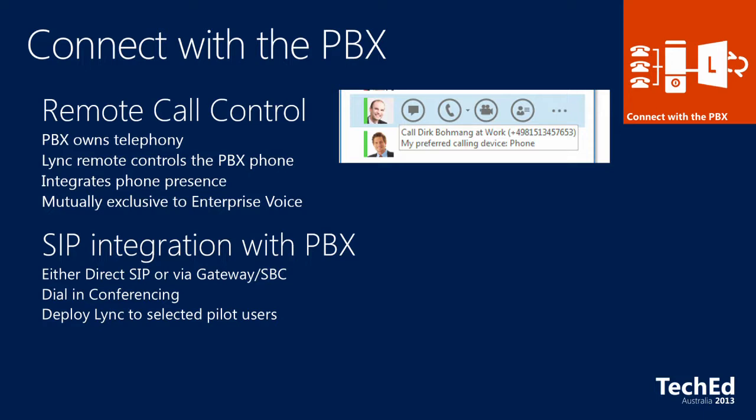Once you have that trunk there, that connection to your PBX, you're also in a position to start perhaps piloting enterprise voice users. If you configure your phone system to send certain phone numbers across to Lync, you can have those users be using Lync as their phone system. It's a good way to start a pilot group without necessarily doing a full cutover.